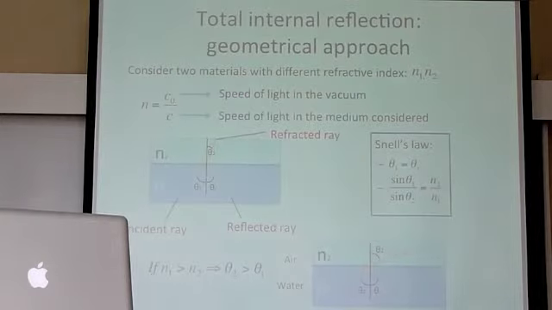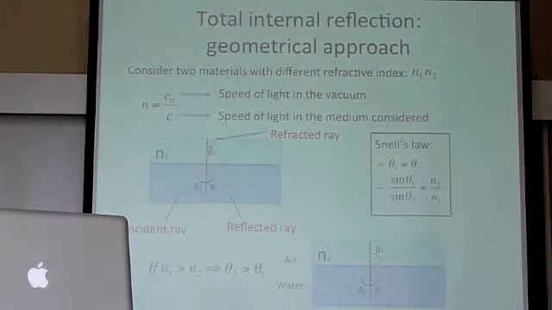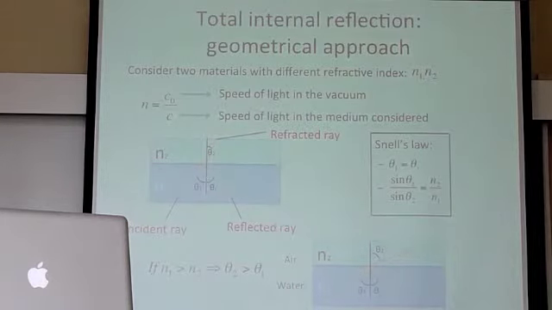So here is the phenomenon I was talking about before, called total internal reflection. This is a geometrical approach, a geometrical explanation of how fiber works. Consider there are two different media with refractive indices N1 and N2. The easy way to imagine is that one is water and the other one is air. Now if I have an incident ray from this surface to this surface, there will be a mismatch somewhere here.